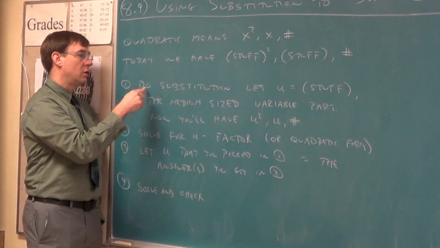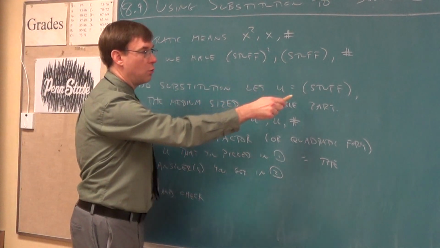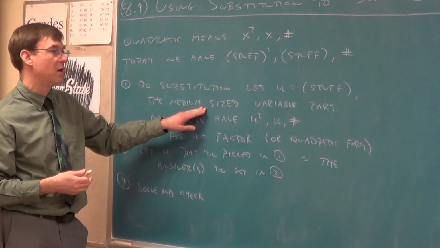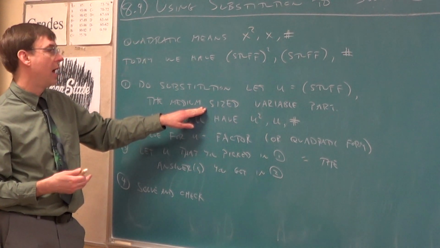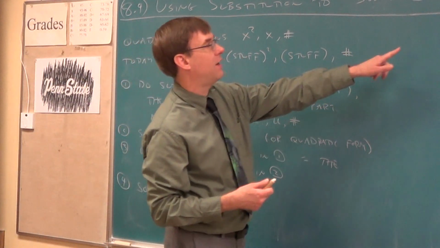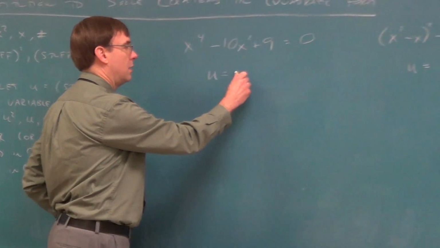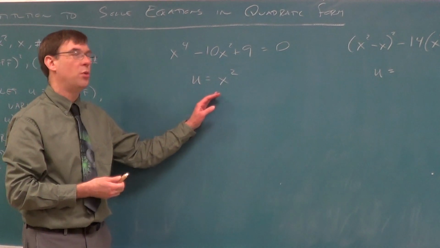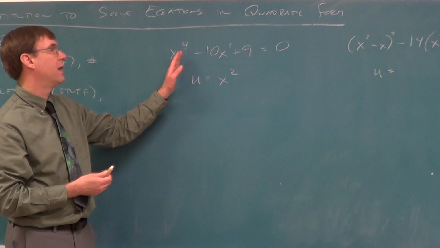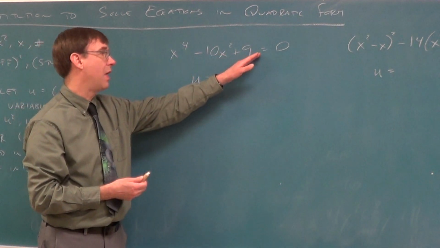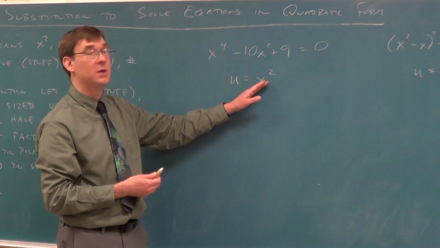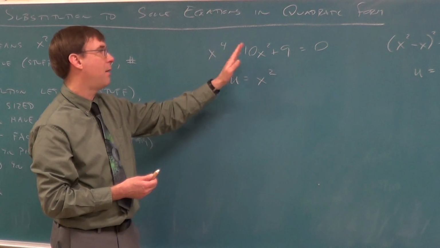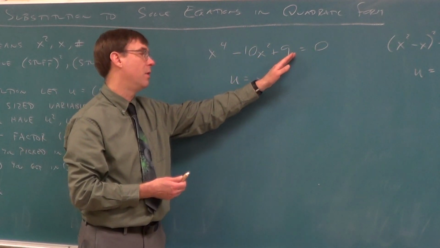So what we're going to look to do, first step is let U equal whatever stuff I was pointing out in the middle. That medium-sized variable part, whatever that might be. So if I stroll through this, if I have to pick between x to the fourth or x squared, I'm going to pick x squared to be my U. That's like the medium-sized thing. If the book is kind to you, they'll always put it in descending order. Biggest, medium, nothing. If they do that, it's always in the middle. If they mess with the order, you might have to put it in descending order, but there's always a big power, a medium power, and just a plain number today.